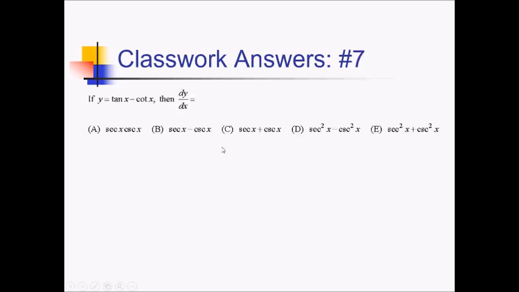On this problem, we're trying to take the derivative of tan of x minus cotan of x. Going left to right, we're just doing these one at a time. Derivative of tan of x is secant squared of x. Derivative of cotan by itself is negative cosecant squared, but we already have a negative there, so that's actually going to be plus cosecant squared. And we don't even need to simplify this in any way. This is just going to be answer choice E.